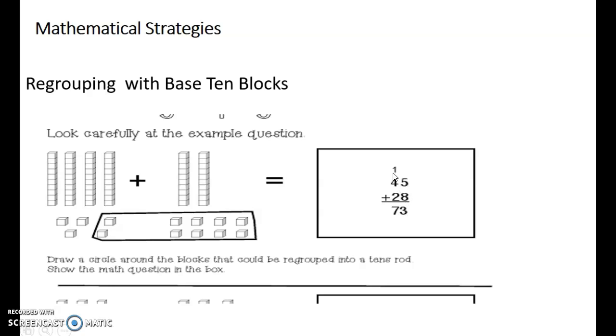We carry the 1. This is the regrouping process. We regroup. Then we say we have just brought our tens over into the tens place. 4 plus 2 equals 6, plus 1 ten equals 7, which is representative of 70. Now, if you notice over here, it says, draw a circle around blocks that could be regrouped. You're going to regroup with the numbers that are in the ones place over here.